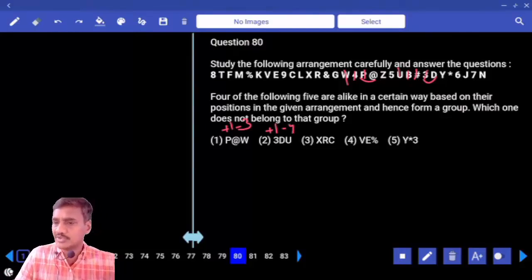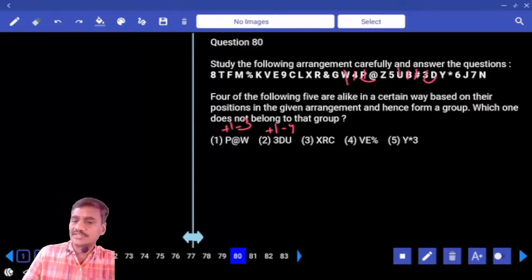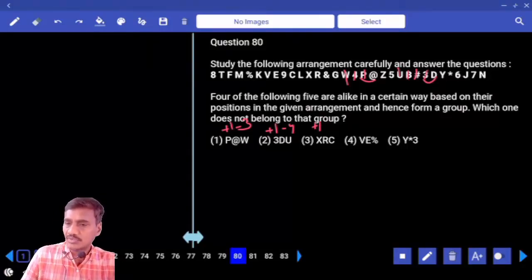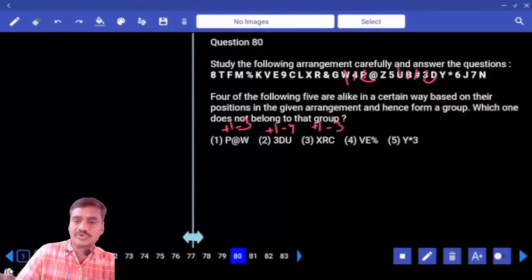At the rate of NW, here we get minus 3. X, R and C. X and R plus 1. R and C, 1, 2, 3, minus 3. And so what is your answer here? Choice 2 is the odd one.